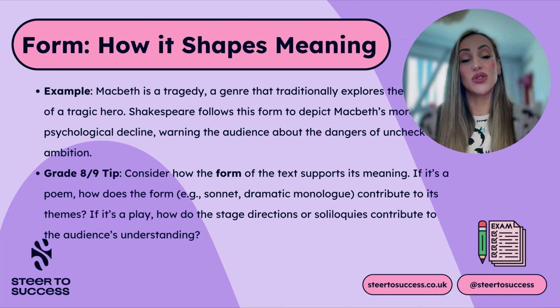So as an example, just to go back to Macbeth, it is a tragedy, a genre that traditionally explores the downfall of a tragic hero. Shakespeare follows this form to depict Macbeth's moral and psychological decline, warning the audience. Remember, it's a cautionary tale about the dangers of unchecked ambition. And as a grade 8 or 9 tip, consider how the form of the text supports its meaning. If it's a poem, how does the form, e.g. a sonnet or dramatic monologue, contribute to its themes? If it's a play, how do the stage directions or soliloquies or monologues contribute to the audience's understanding?